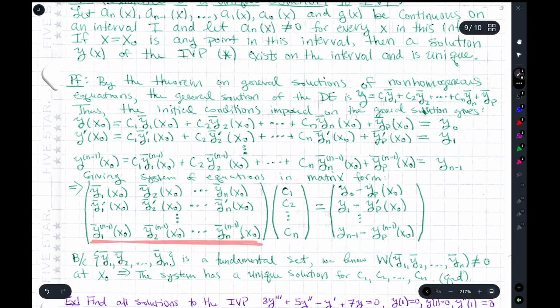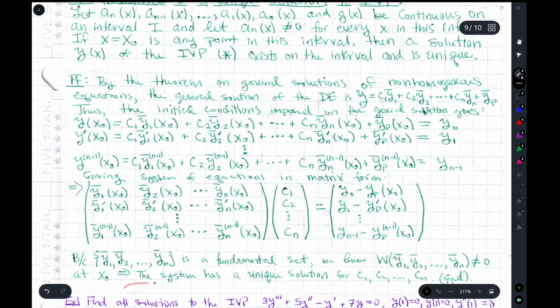Wait a second. We know that this is a fundamental set. We have that from the theorem on general solutions for homogeneous equations. So this was the complementary function, and so we know we have a fundamental set. And what is true of that? What's true is the Wronskian does not equal 0. And what is the Wronskian? Well, the Wronskian is the determinant of this matrix. And what happens when the determinant of a matrix is non-zero? You're guaranteed a unique solution. It's non-singular.